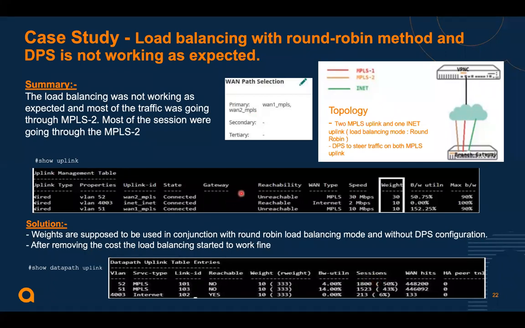And during troubleshooting, what we saw was that the customer had set a weightage for different uplinks, and weightage takes more precedence, and that is why the issue was happening. So what we did was we removed the weightages and set equal weightages for all uplinks, after which, when we ran show ip dps uplink, we saw that the distribution was happening fine as per the config that we have for WAN port selection.